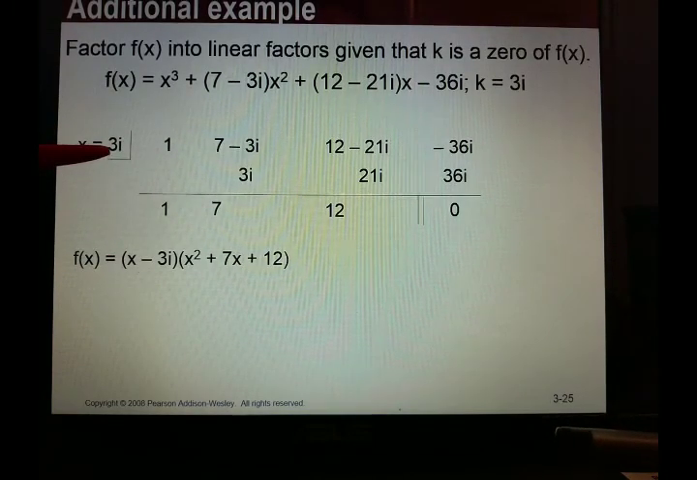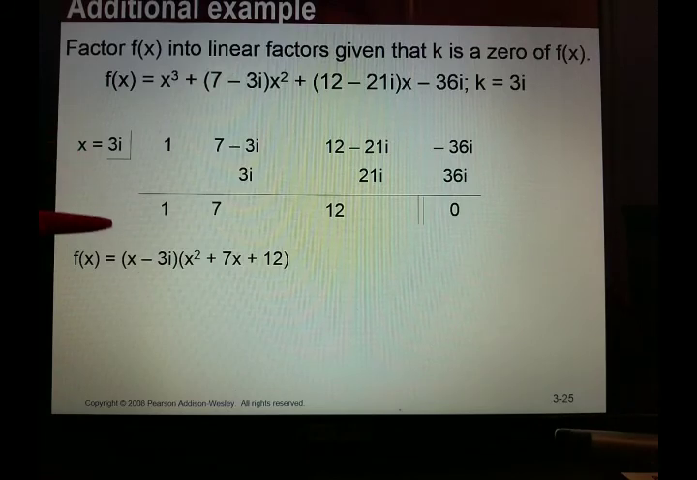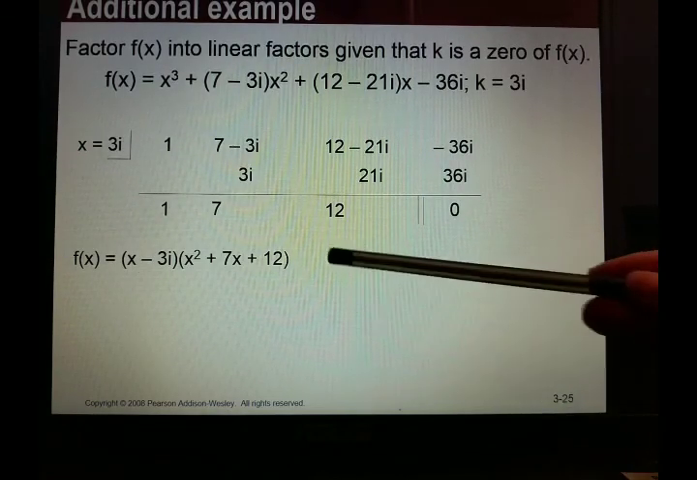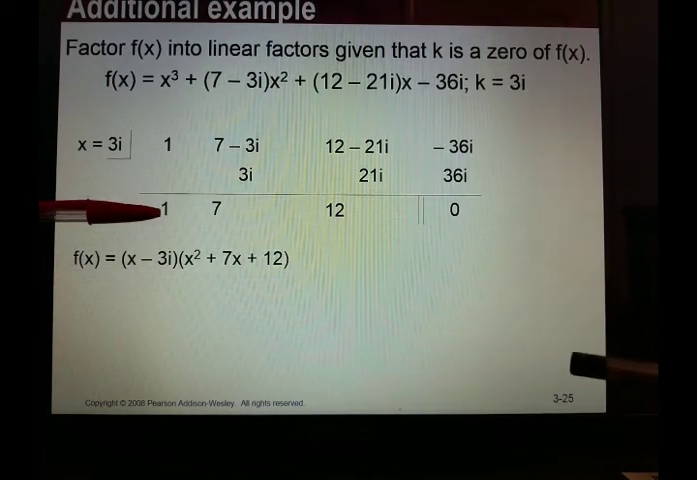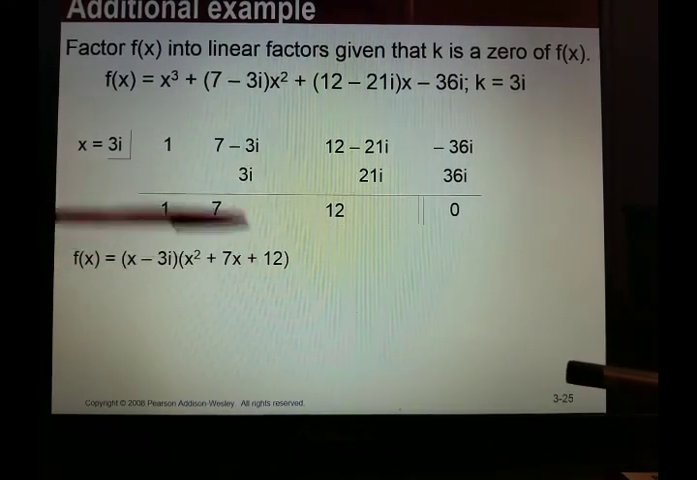So again, x equals 3i, you move it over equal to 0. That's how I got x minus 3i. This is a constant term. This would be the x term. This is x squared. That's where I got x squared plus 7x plus 12.